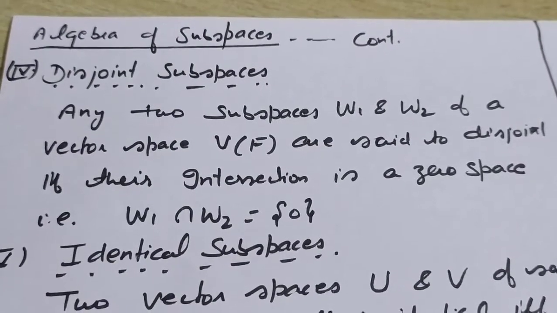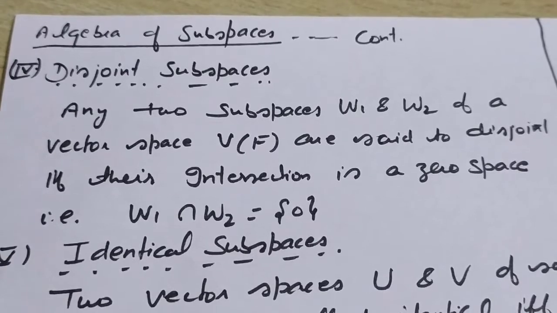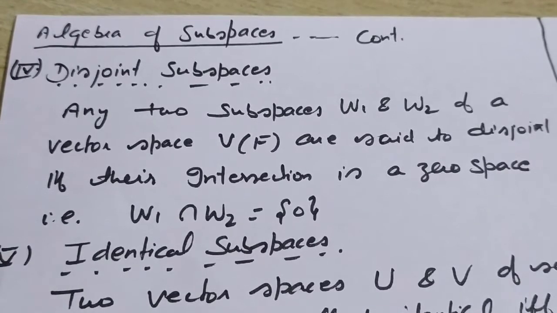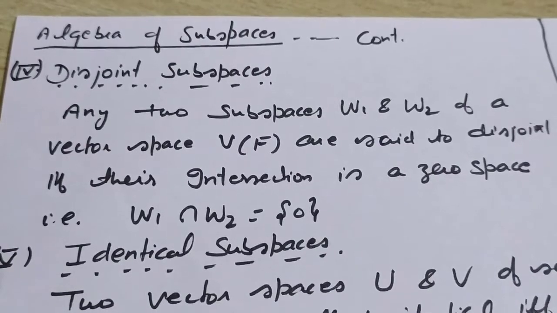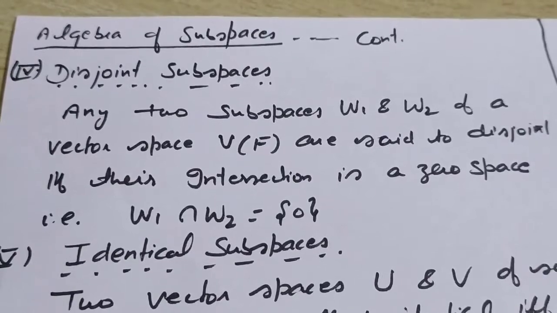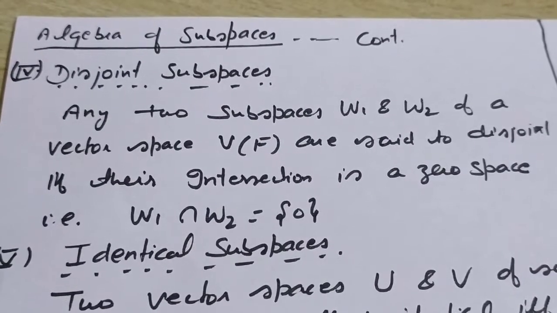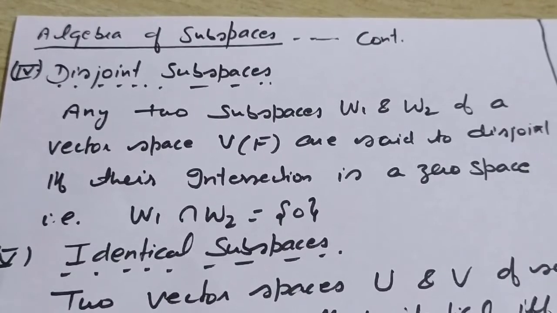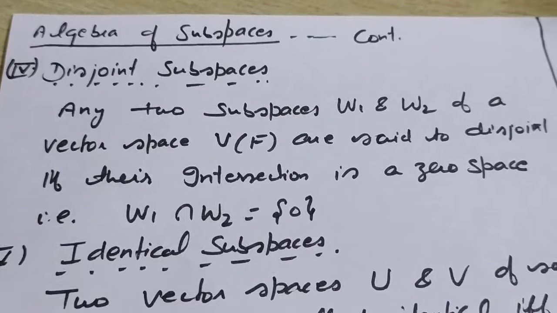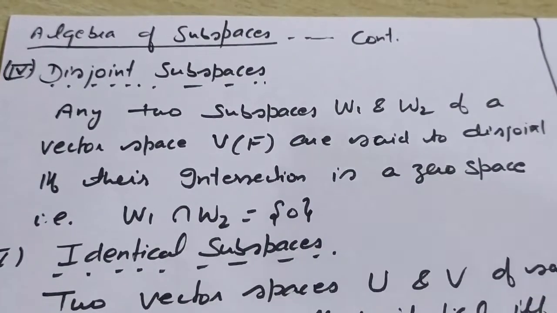Hello everyone. In the last lecture, I discussed the algebra of subspaces. The first was the linear sum, the second was the direct sum, and the third was complementary subspaces. In continuation of the algebra of subspaces, today I will discuss two more points: the fourth point, disjoint subspaces, and then identical subspaces.